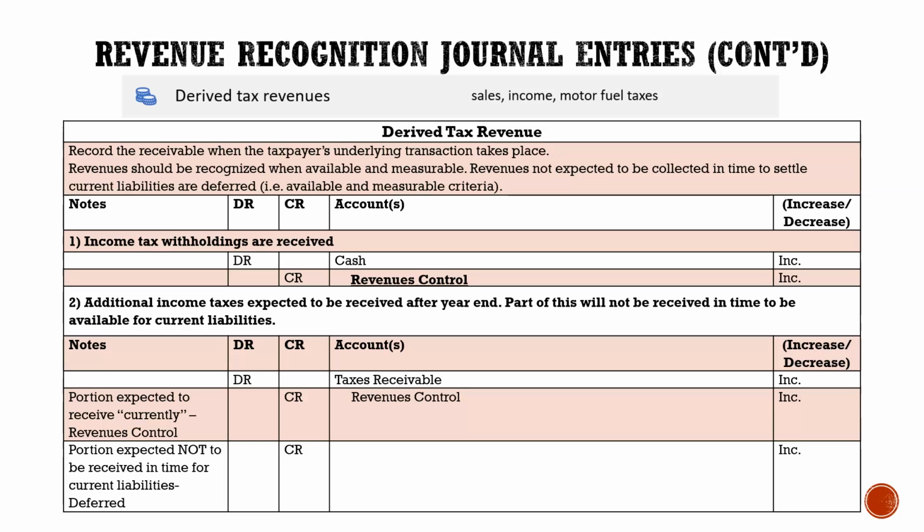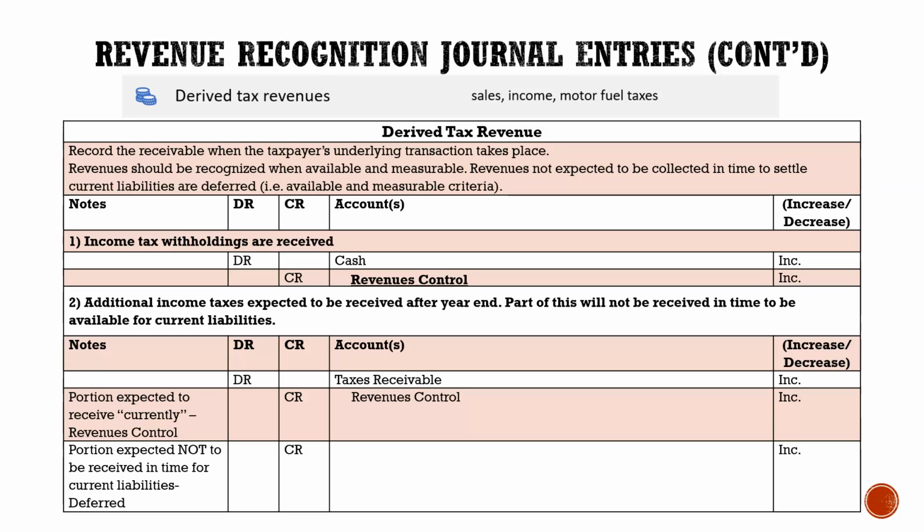So the second journal entry is that we're going to expect to receive some additional income taxes after year end. Part of this, though, is not going to be received in time to be available for current liabilities. This violates the availability, so we're not going to recognize those. We're going to defer that portion of it. So we're going to debit taxes receivable, right? It's an asset account. We're expecting to receive these. This is an AR, right? It's a receivable account, so debit to increase it, taxes receivable.